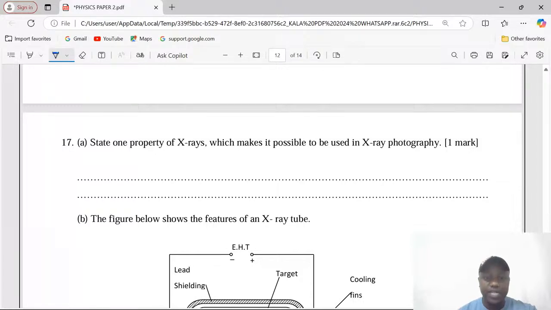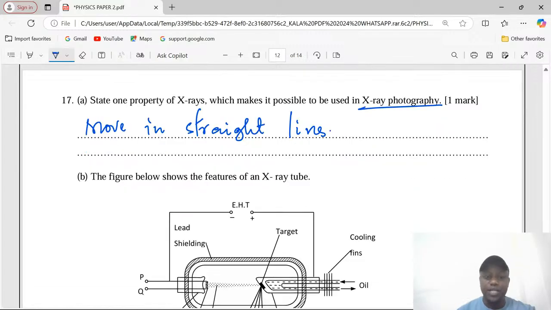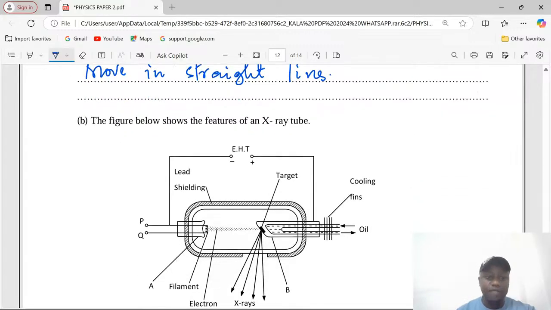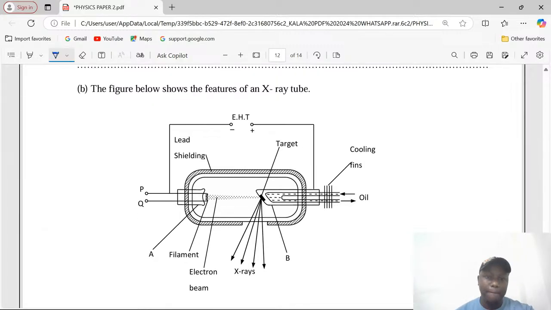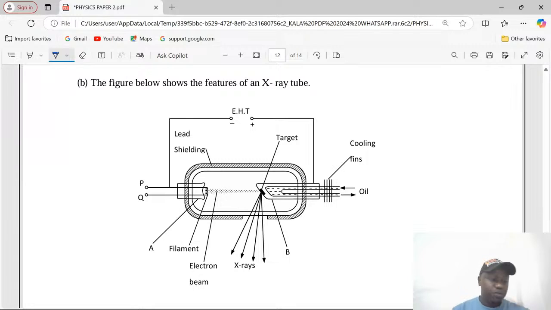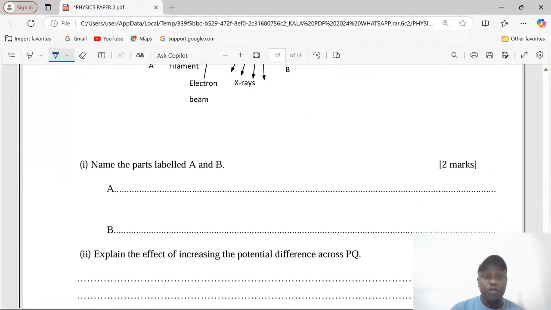State one property of X-rays which makes it possible to be used in X-ray photography. X-rays move in straight lines. Then we are told that the figure below shows the features of an X-ray tube. You can see the X-ray tube in a diagram, very clearly drawn. Then the questions flow there.